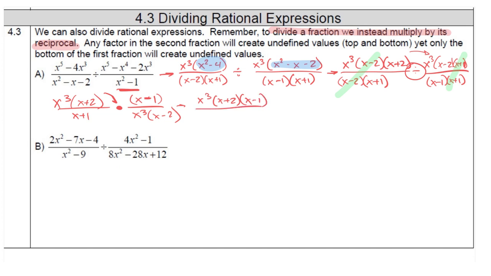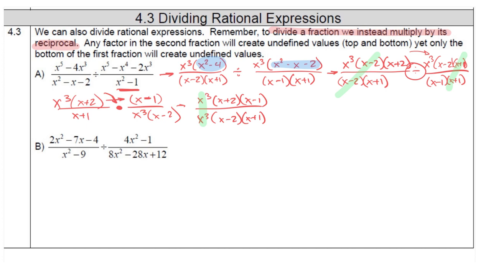This is multiplying. Remember, we multiply straight across, so I'm just multiplying x cubed times x plus 2 times x minus 1. And the denominator is x cubed times x minus 2 times x plus 1. Two more things can cancel, which is nice. These two are gone.